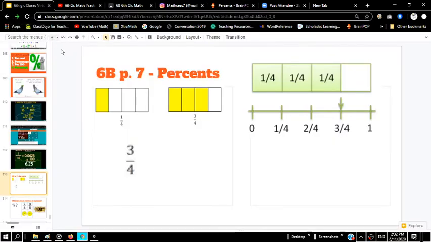So let's look at the first problem that is on page 7. We're going to try to change 3/4 to a percent.